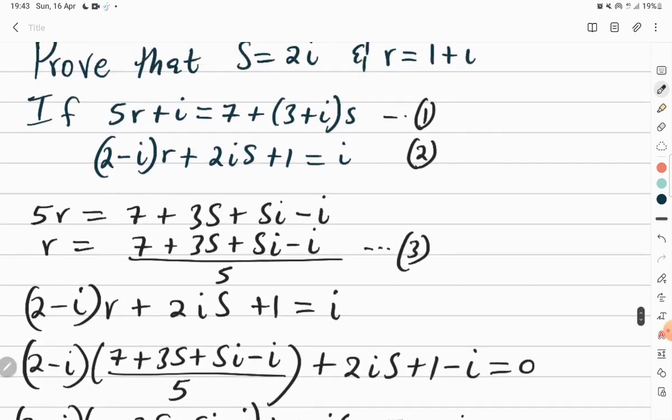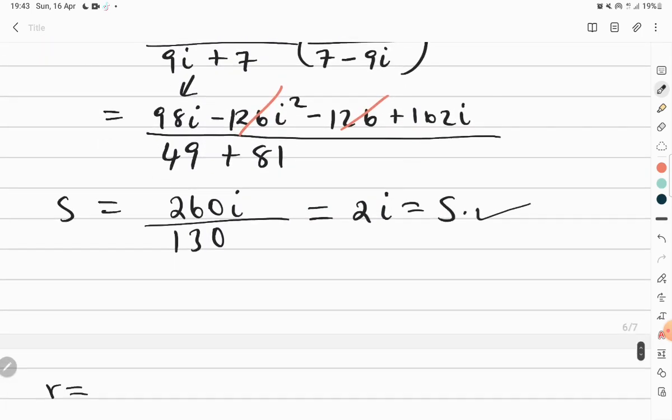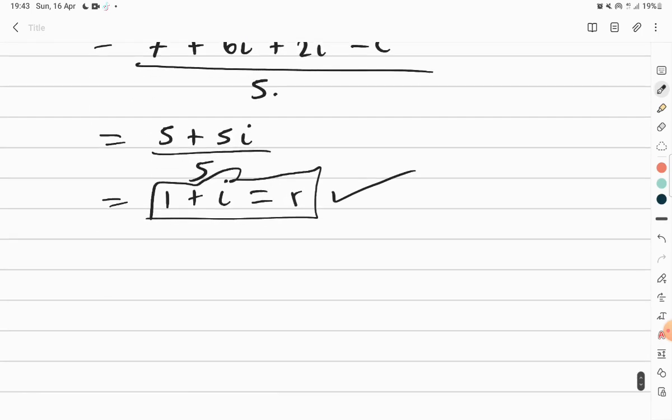Let's just confirm that this is really what was given. So this is what we have. We managed to pull through all this stuff. I think this is an amazing one.